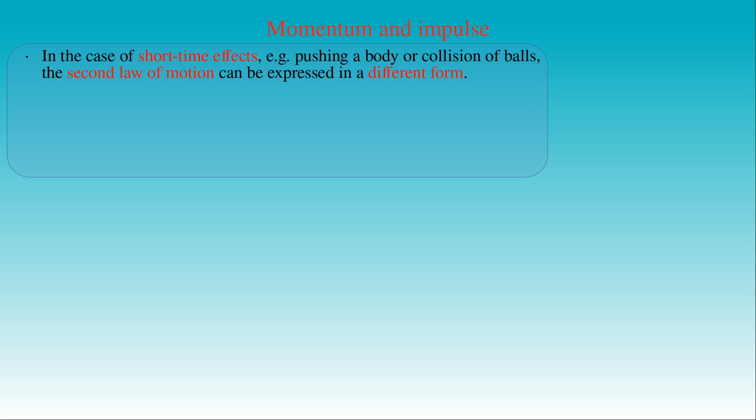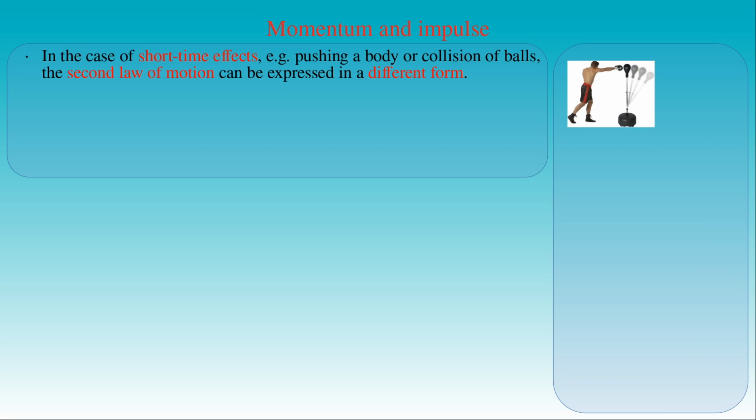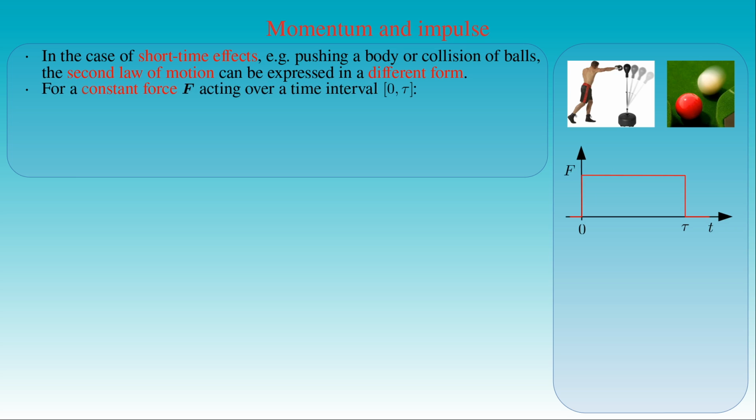In the second law of motion, force represents an effect changing the state of motion of a point-like body. If this effect only lasts a short time, for example in the case of pushing, punching or shoving a body or the collision of balls, it is preferable to express the second law of motion in a different form. Let us suppose that a constant force F is exerted on a point mass m for a short time tau, as shown in the graph of its magnitude as a function of the time t.